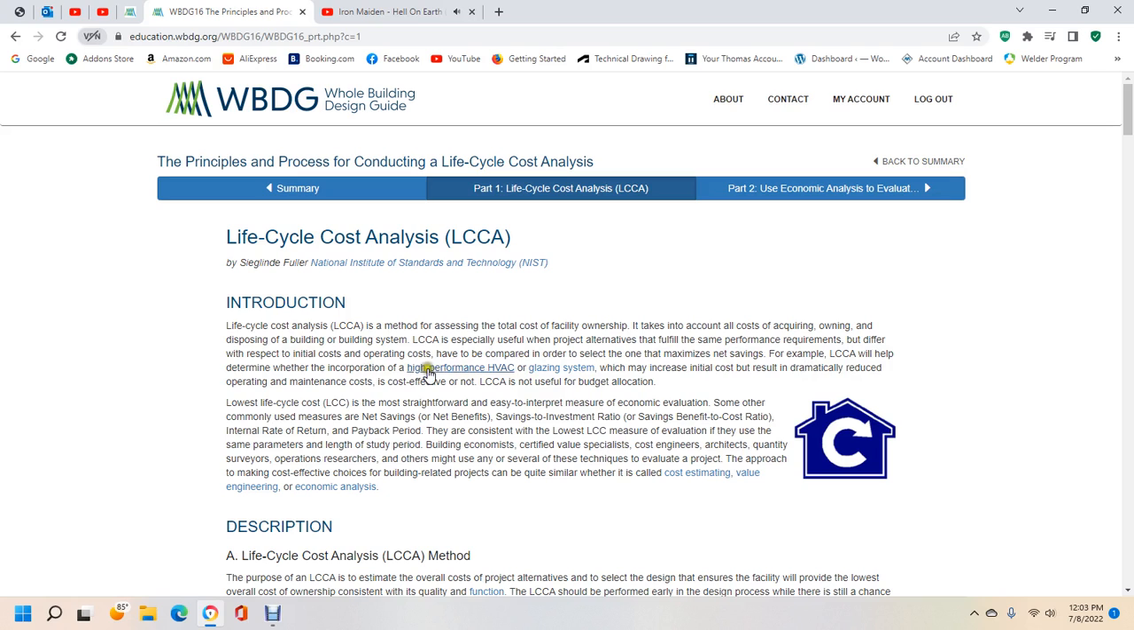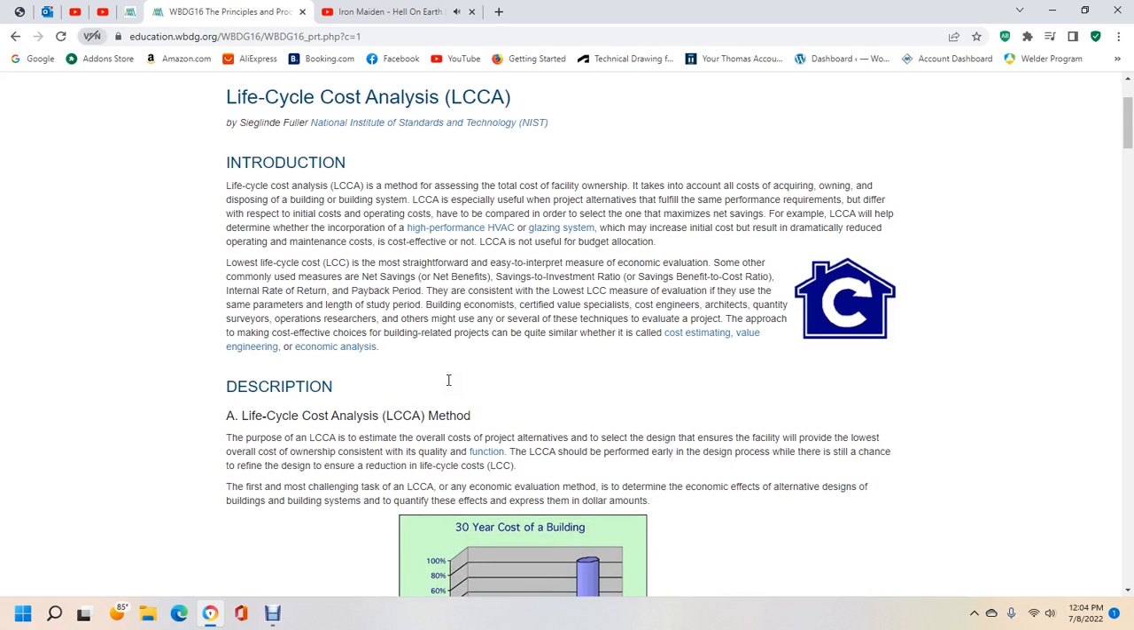Life cycle cost analysis will help determine whether the incorporation of a high-performance HVAC or glazing system, which may increase the initial cost, results in dramatically reduced operation and maintenance costs. Cost effectiveness under life cycle cost analysis is not useful for budget allocation. Lowest life cycle cost is the most straightforward, easiest to interpret measure for economic evaluation. Some commonly used measures are net savings or net benefits, savings to investment ratio, benefits to cost ratio, internal rate of return, and payback period, consistent with the lowest life cycle cost measure for the evaluation.